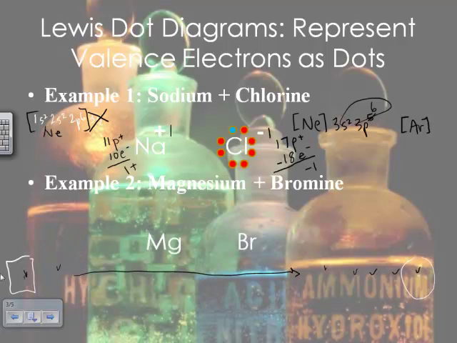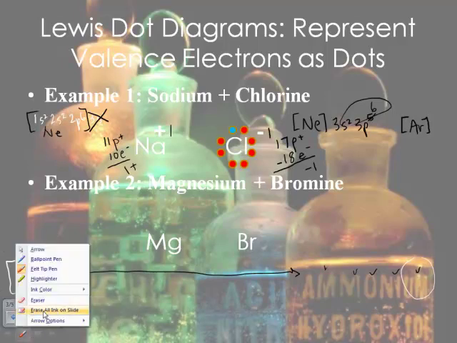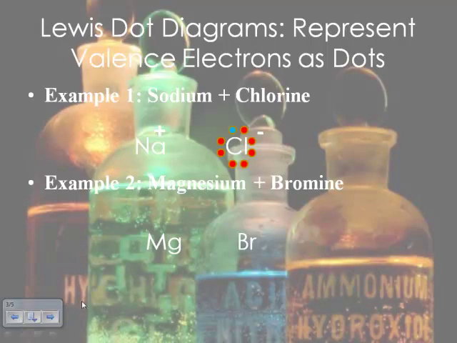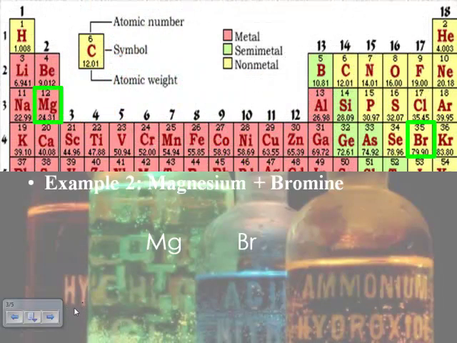Let me clear my writing off of the screen so we don't confuse anyone. There we go. Here's magnesium and bromine on the periodic table. What group is magnesium in? It's group 2. So how many dots? Two dots for Mg. There you go. So I'll write the shorthand configuration.